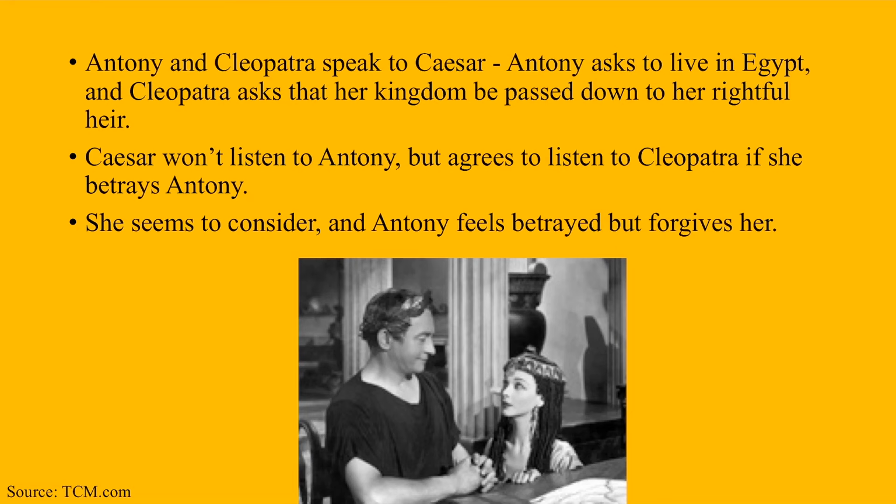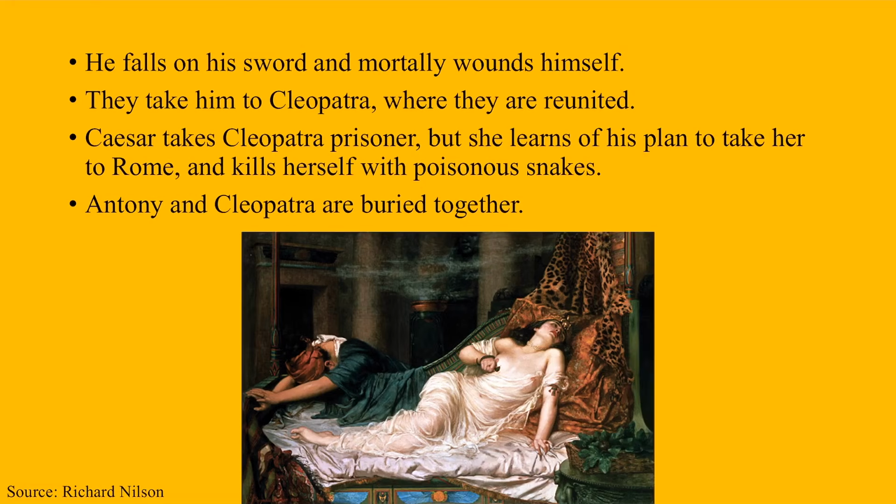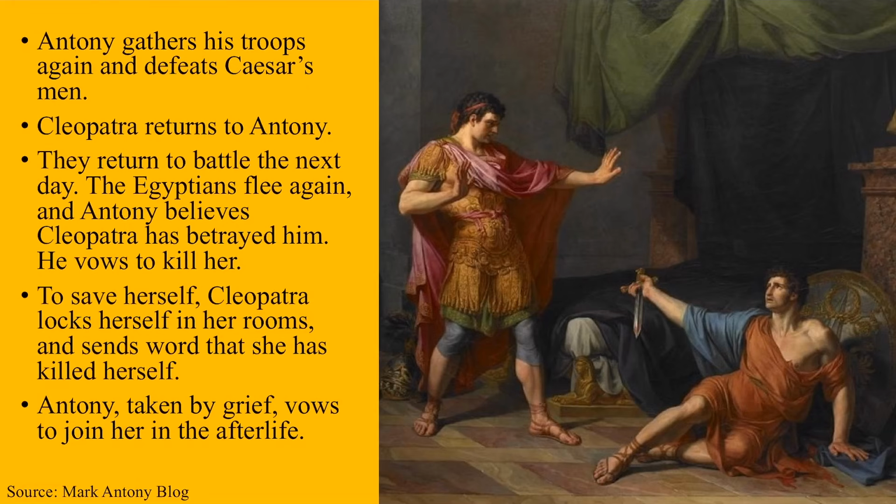He asks to live in Egypt and Cleopatra asks that her kingdom be passed down to her rightful heir. Caesar won't listen to Antony, but he does agree to listen to Cleopatra if she betrays Antony. She seems to consider, and Antony does feel betrayed, however he forgives her. Now, Antony gathers his troops again and fights and defeats Caesar's men.